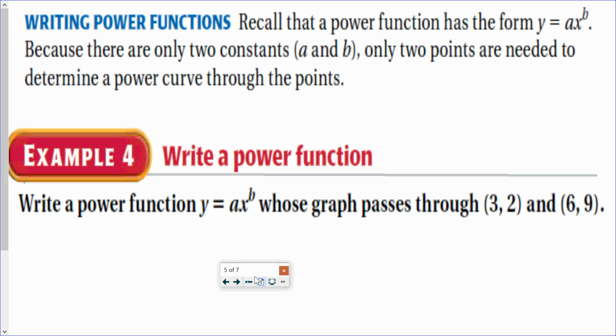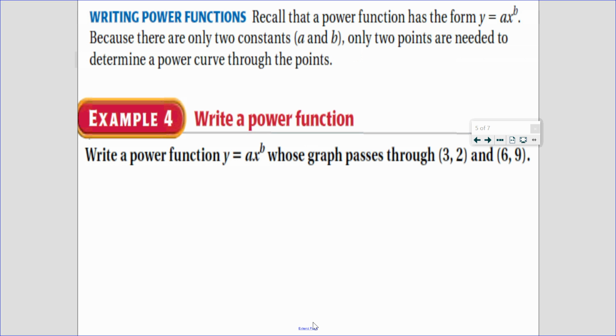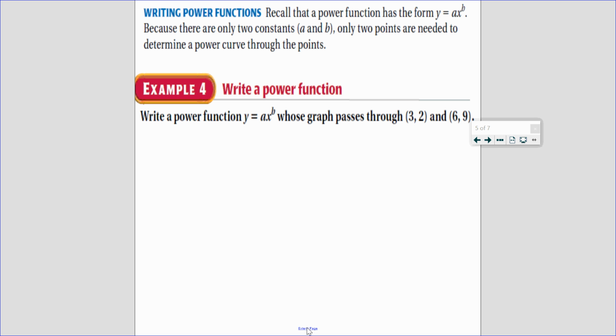We are going to be doing a system of equations to solve this. It's going to look a little different. So I've got my equation I want to be using, my y equals a times x to the b. We're going to use our 3 as our x, our 2 as our y, our 6 as our x, and our 9 as our y.